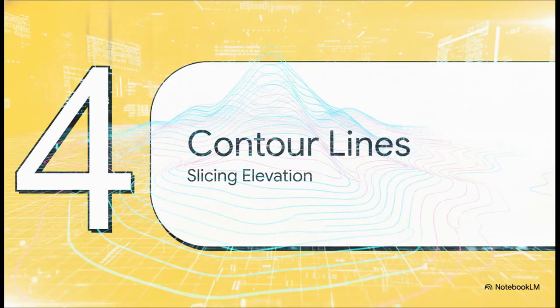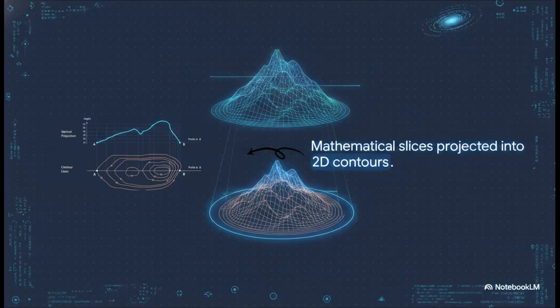Which brings us to Section 4, the power of contour lines and how we slice elevation. Contour lines are just an ingenious method of connecting points of identical height. Imagine a 3D mountain profile being mathematically sliced into flat horizontal planes. When you project those slices down to a 2D plane, you get your contour lines. The immediate takeaway for anyone reading the map is super simple. The closer those lines are clustered together, the steeper the terrain.